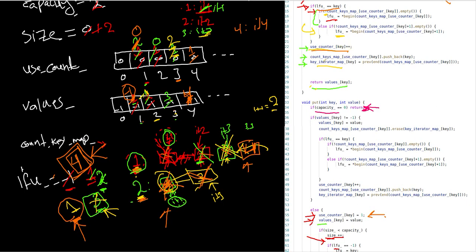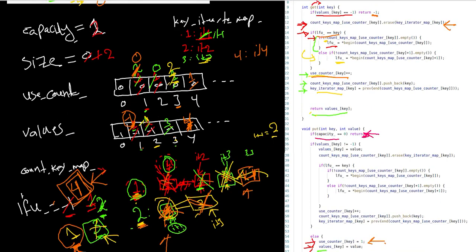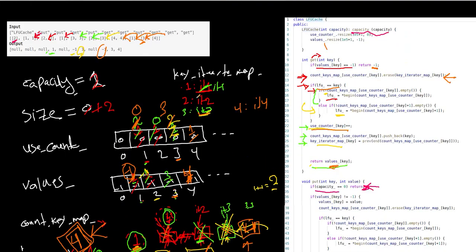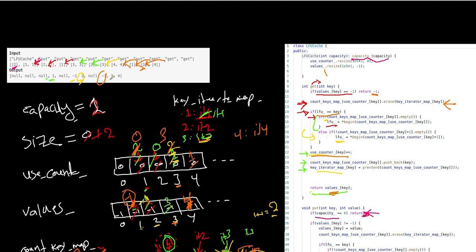Then we need to update use counter of key. The key is, again, 3, so counter of 3 is 3, and we need to insert this count 3, the key, so 3 will have the node 3, and of course iterator 3, which points to this node, and we return value of the key, which is 3, and here we print 3.